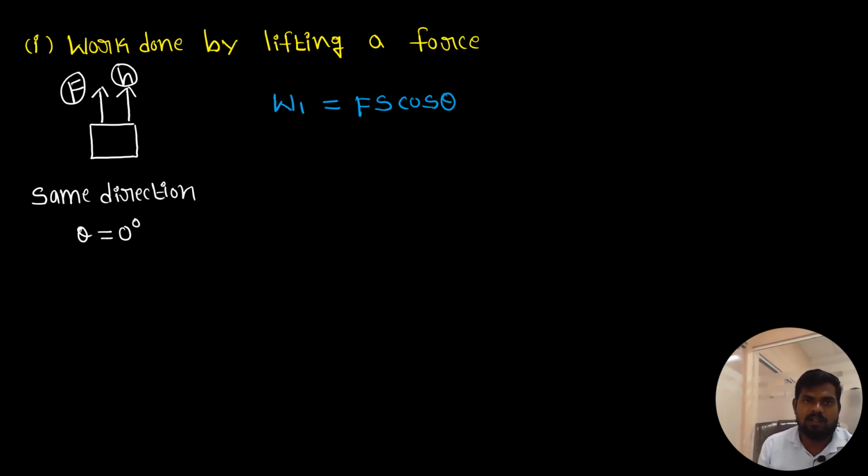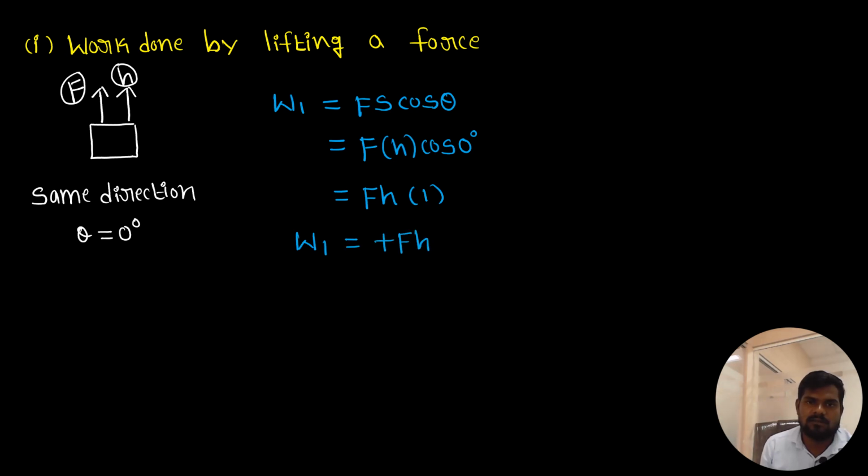First work done I will take as W1. W1 is equal to Fs cos theta. Force means F, displacement is nothing but height h, cos 0 degrees. That is equal to Fh, since cos 0 value is 1. So the first work done is equal to plus Fh. So this is the work done one.